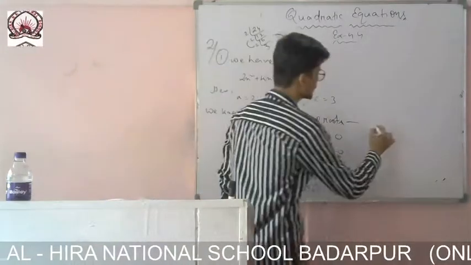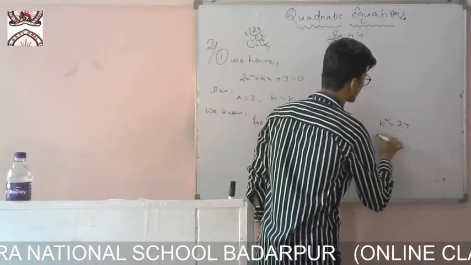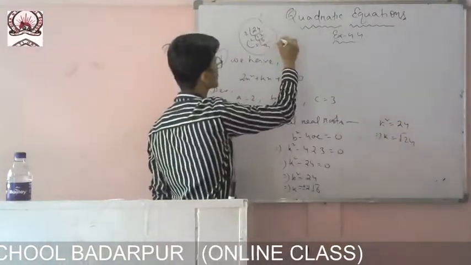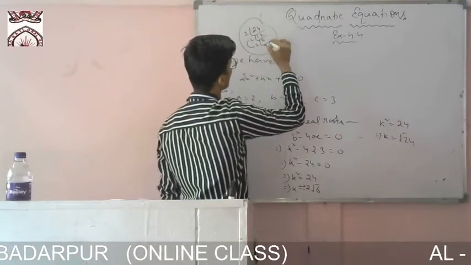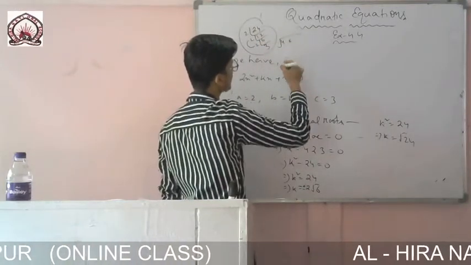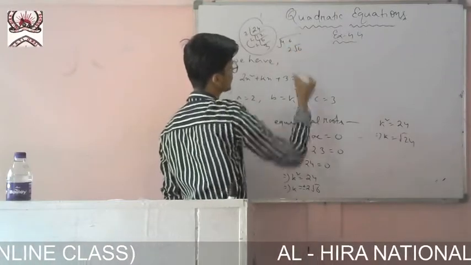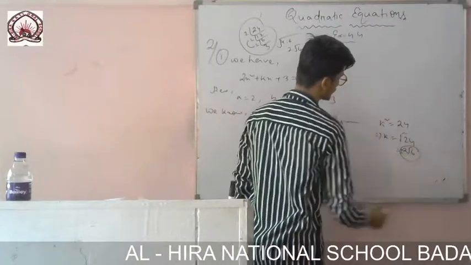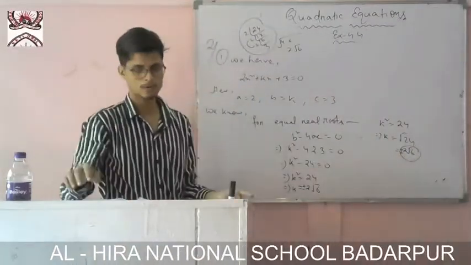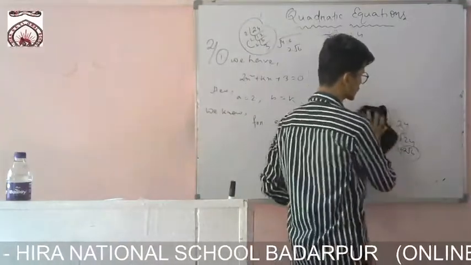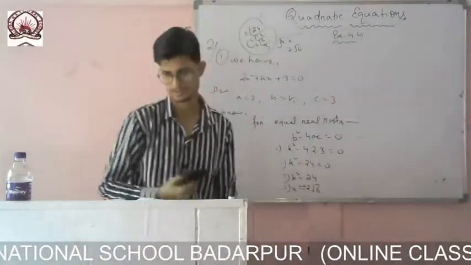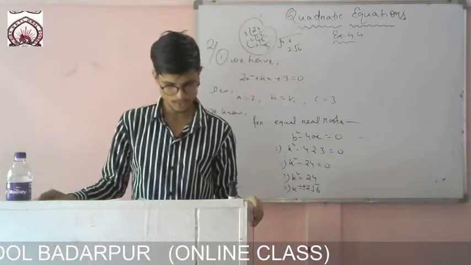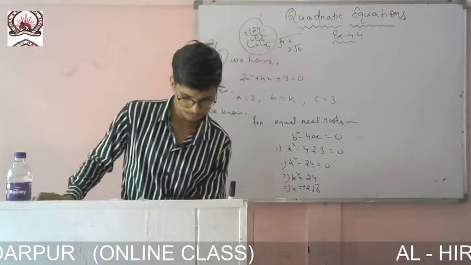K will be equal to root over 24, and 24 I can write as 4 into 6. So 4 I can take out as 2, and the 6 will be there. So in place of root 24 we have written 2 root 6, and plus minus will be there. It may be plus 2 root 6, or it may be minus 2 root 6. Both are possible. So now let us move to the next question, Roman number 2.